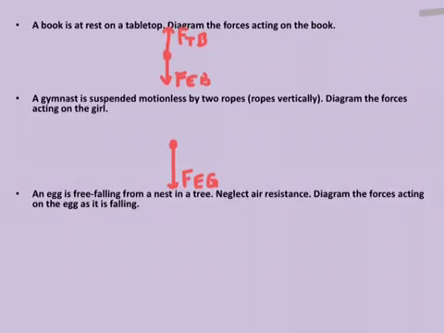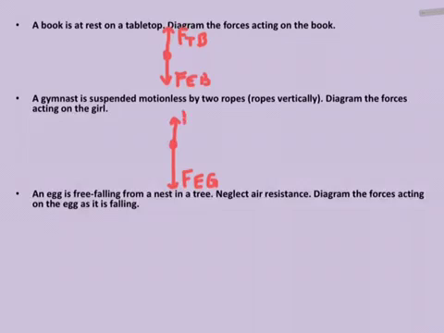Again, she's suspended motionless, meaning at rest, so we need to be balanced. You need to ask yourself, how are the ropes pulling on the girl? The ropes are going to be pulling up, because if the ropes didn't pull up, she would go down. And so we have two ropes, so two arrows up and one arrow down, and we need it to be balanced. So we have one vector that's half the size of the one going down.